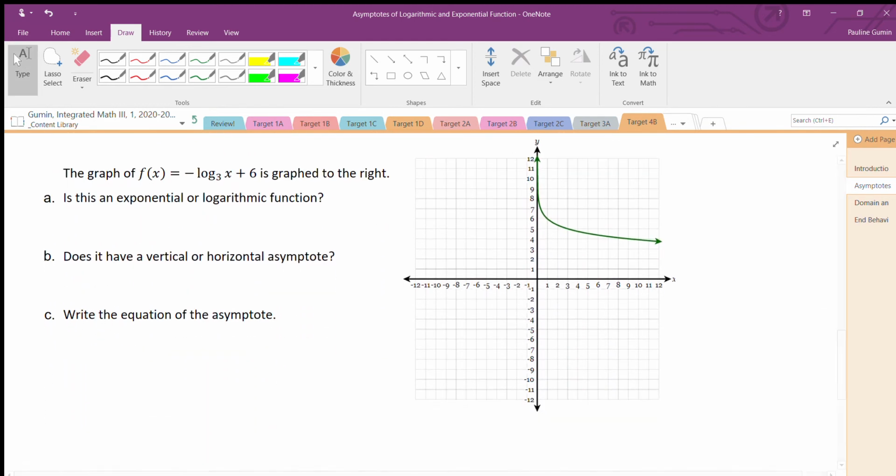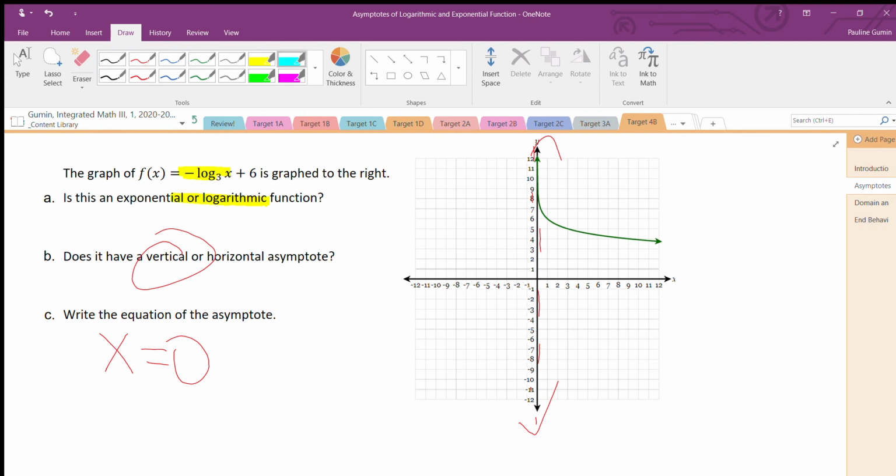Let's take one more peek at this. Here we have another logarithm, negative log base 3 of x plus 6. Logarithmic. Vertical or horizontal? All logarithms have vertical asymptotes. Let's find the equation. So, two ways of doing it, looking at the graph or looking at the equation. On the graph, hopefully you can see that it flattens out right here. This is x equals 0.